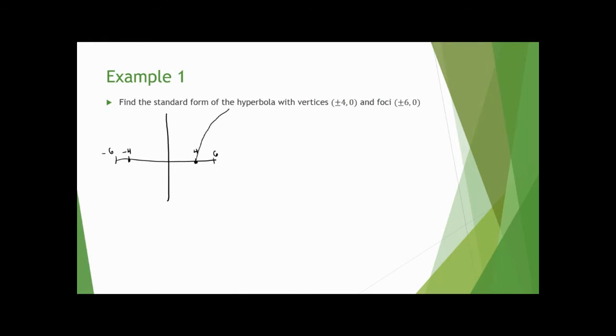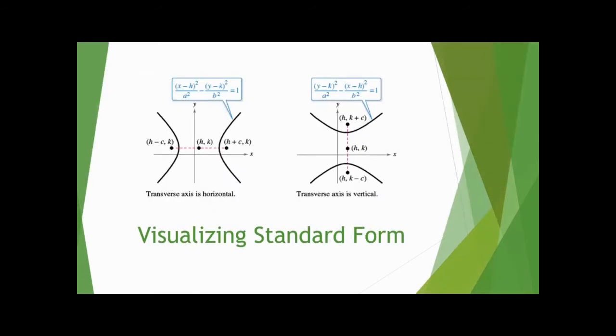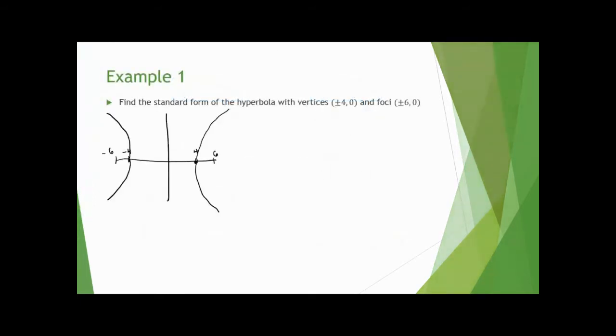So where I have x minus h squared over a squared minus y minus k squared over b squared. So that's x minus h squared, that are middle here. Oops.